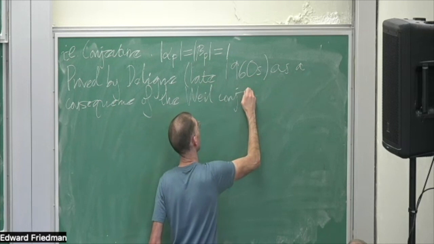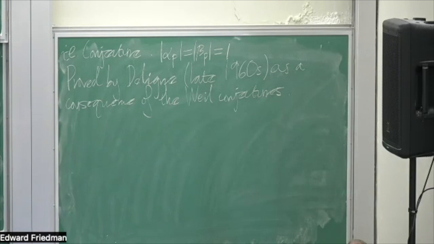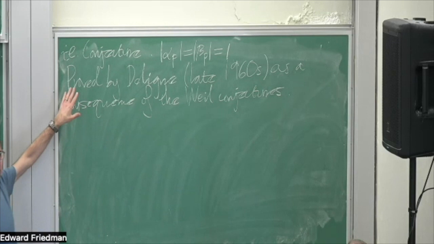And as far as I know, this is the only group that fills this day. So there's some kind of massive difference in difficulty between these conjectures here that was resolved instantly, and this one that took 50 years and is still kind of hard to go from. Any questions so far?